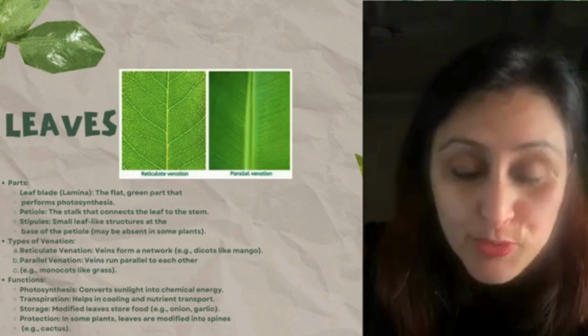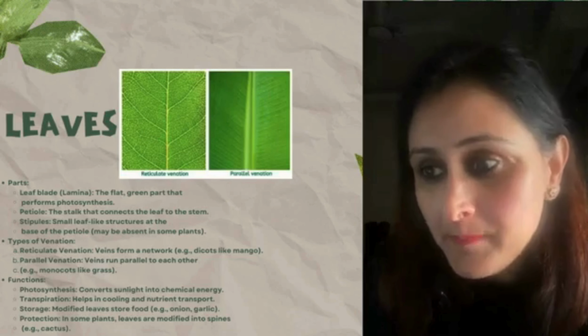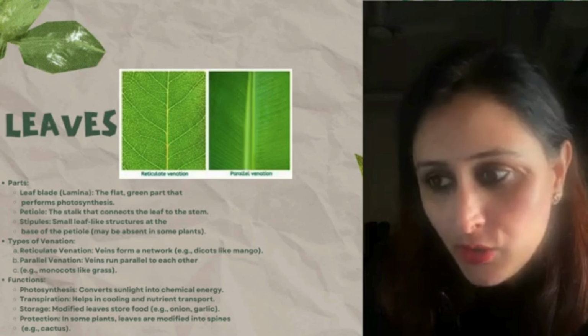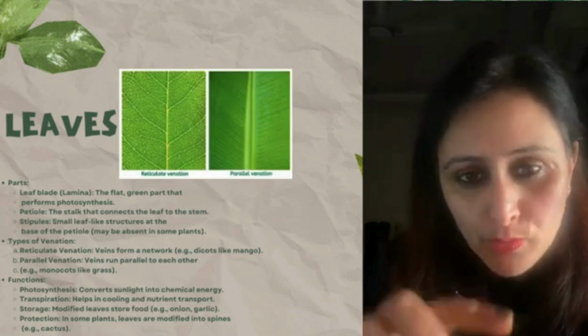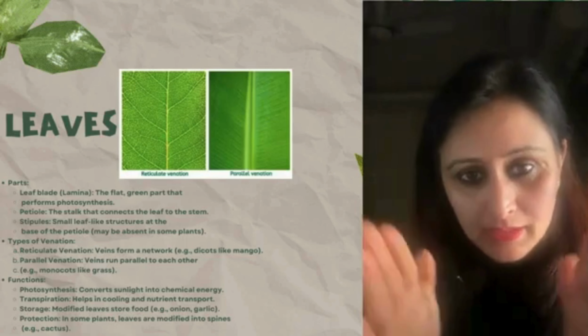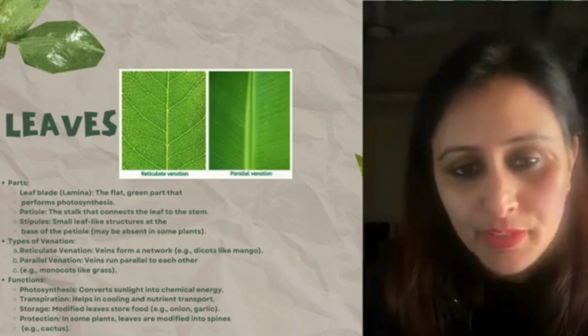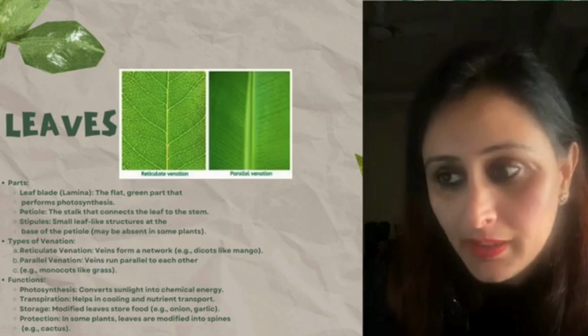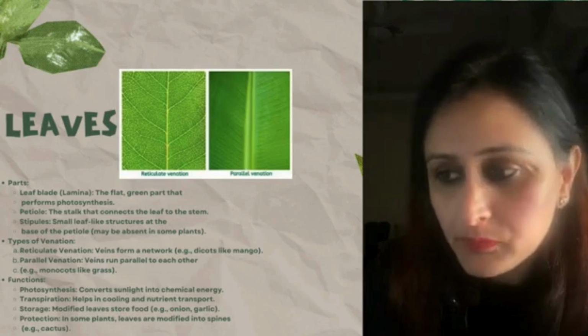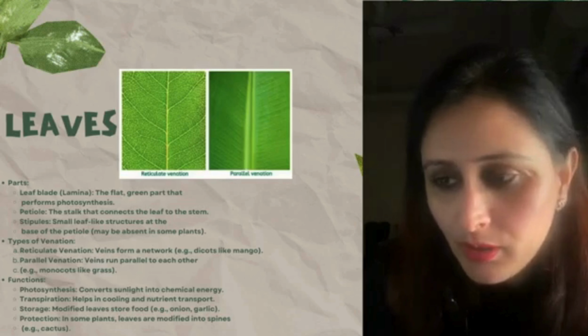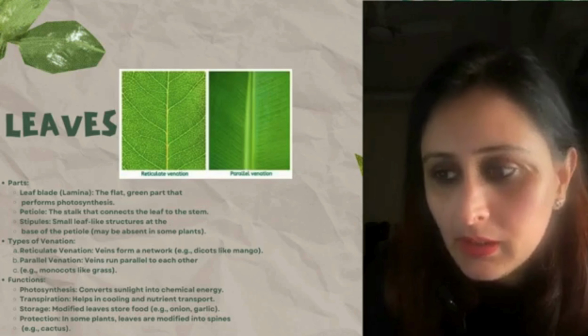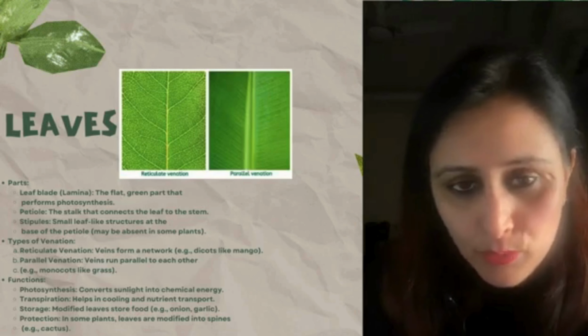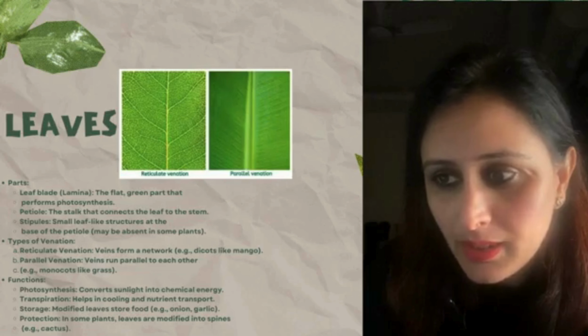So a lot more to see here in the leaves. So let's talk about the various parts of the leaf. Leaf blade, first of all, the outer, the external of the leaf, it is called the leaf blade, lamina, right? The flat green portion of the leaf, it is called the lamina. And also we know that it performs the photosynthesis.